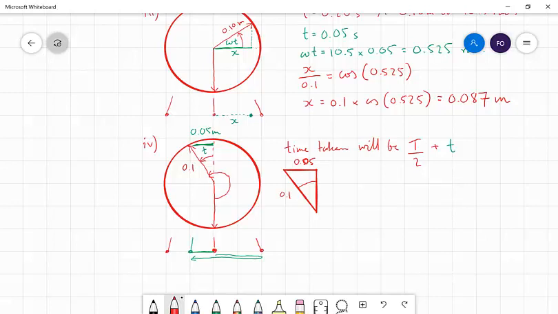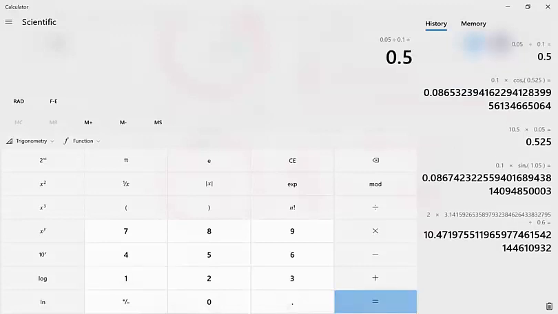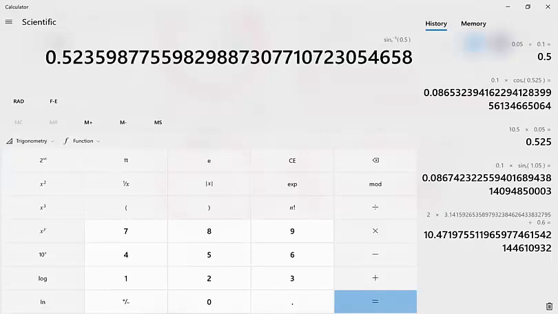If we can only figure out what that angle is, then we will know how long it took. So theta is equal to, well, we know this is the opposite side and this is the hypotenuse, so it's going to be the inverse sine of 0.05 over 0.1. So 0.05 divided by 0.1, and then we take the inverse sine of that and we get 0.524.